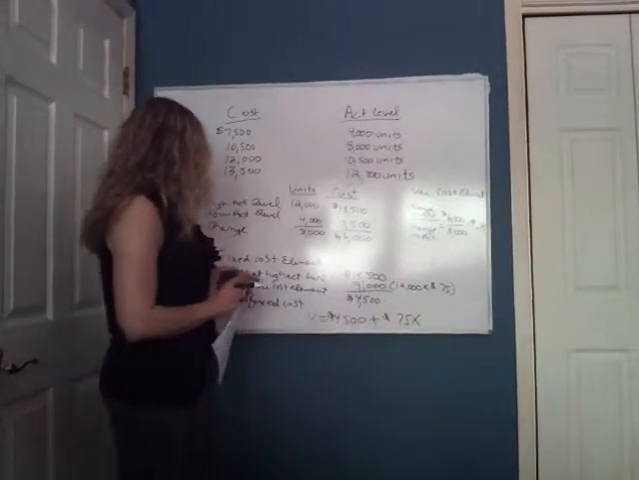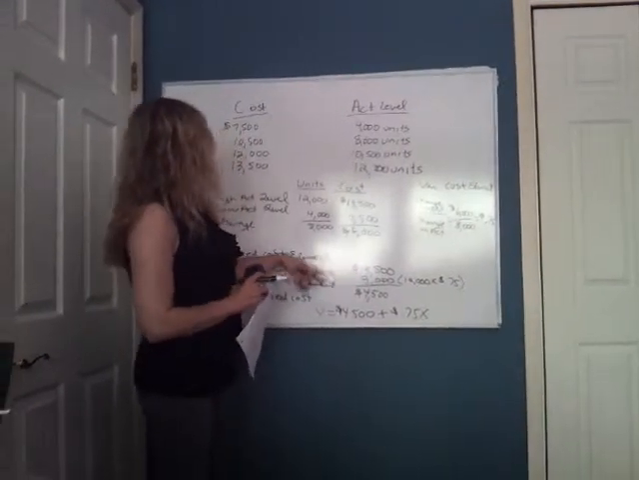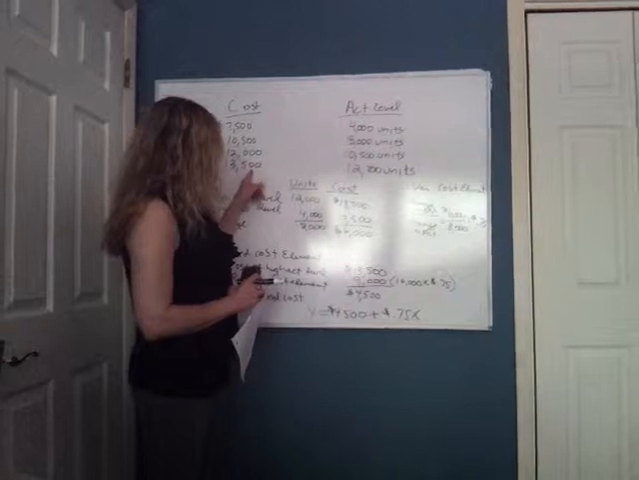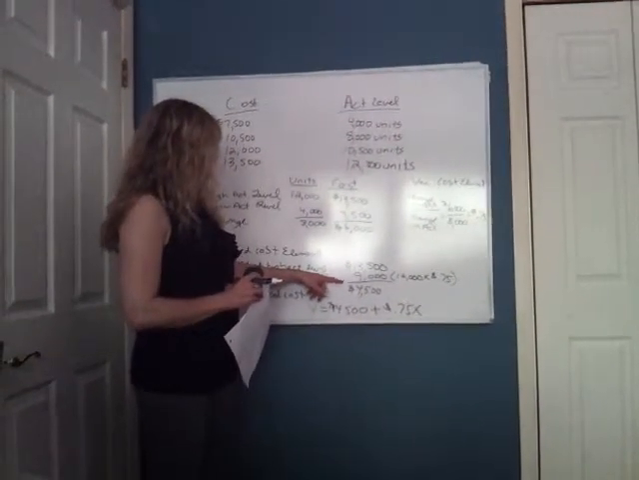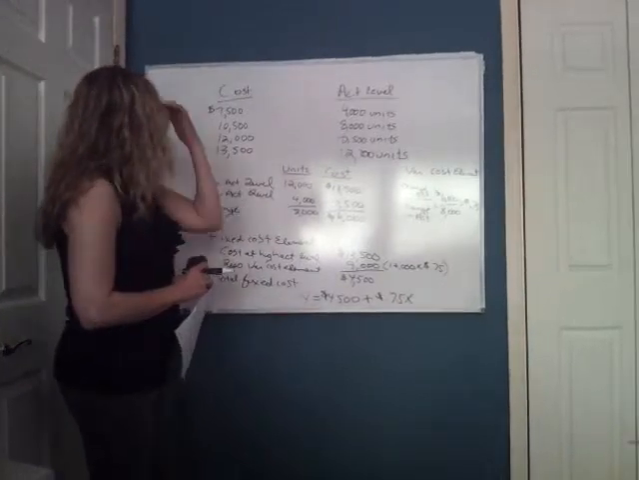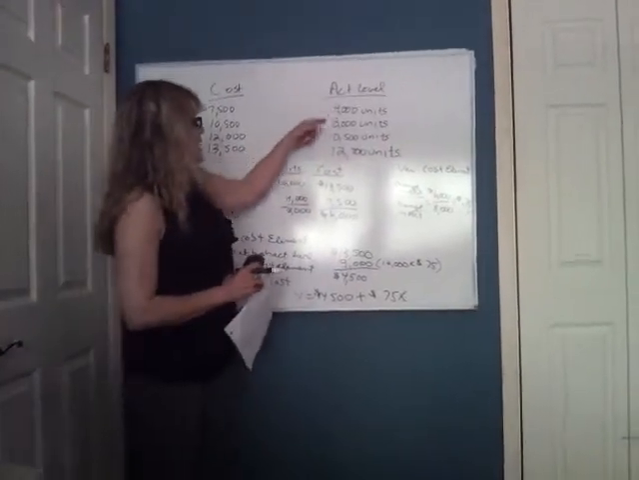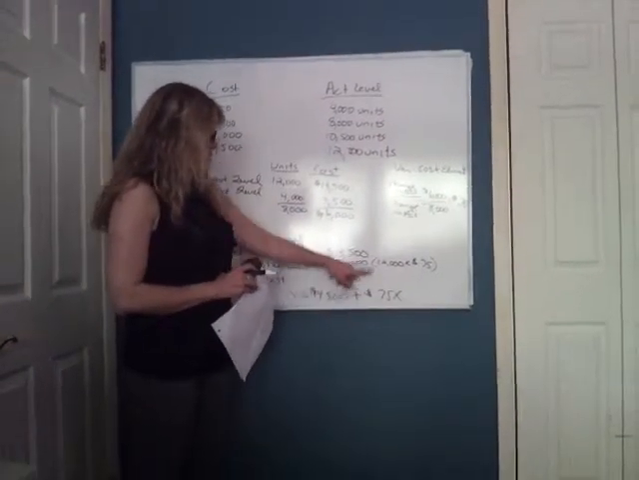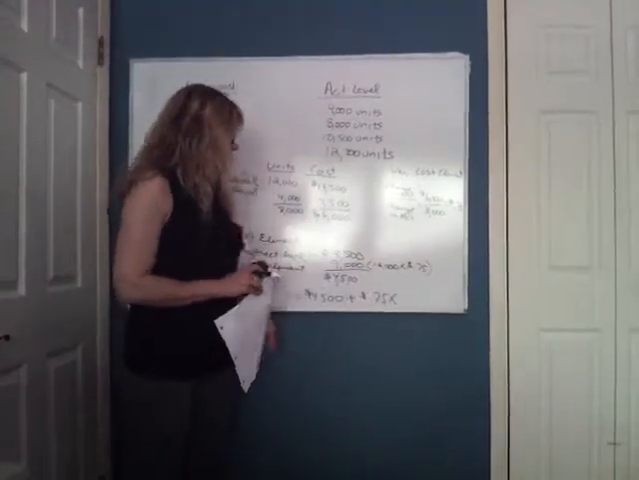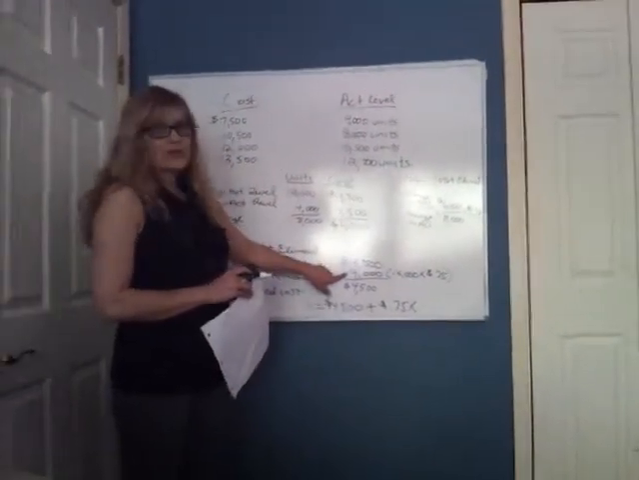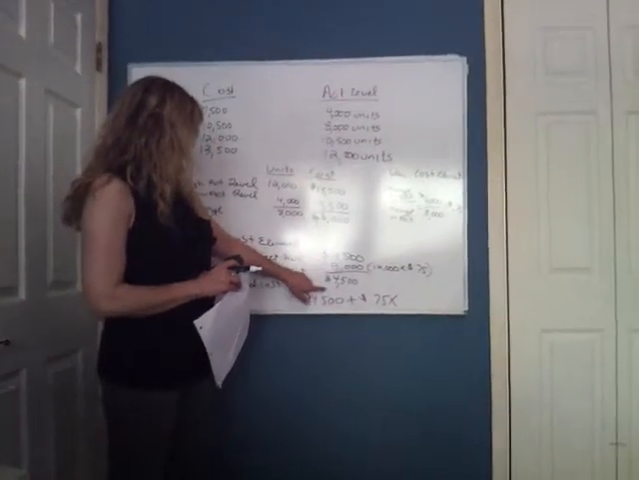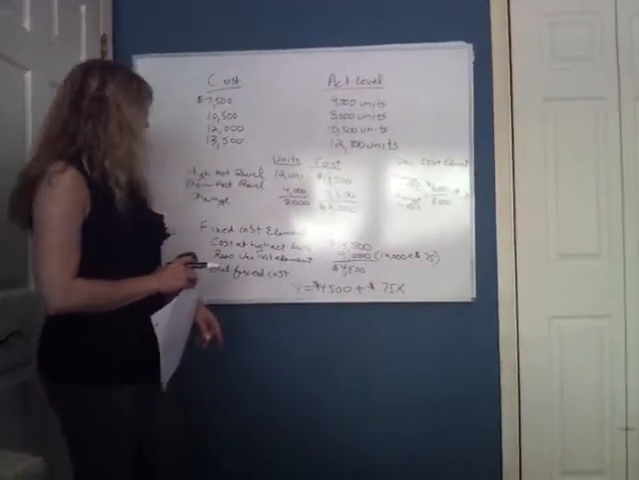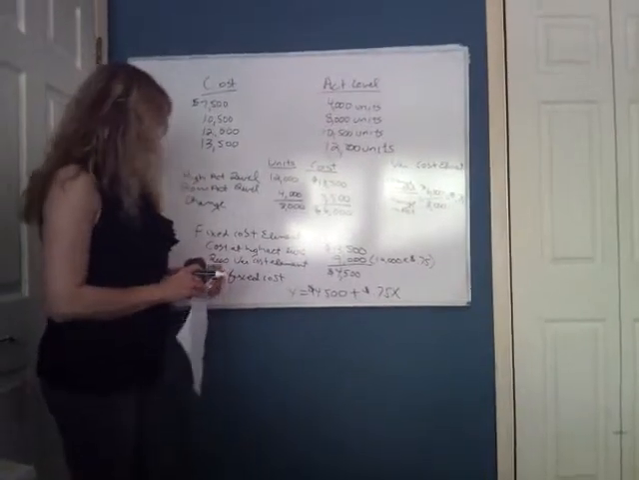So we know our cost at the highest activity level is 13,500. We're going to subtract out the variable cost element. To determine that, let's look at our activity level. Our highest activity level is 12,000 units. 12,000 times that 75 cents is 9,000. 13,500 minus 9,000 is 4,500. That is our fixed cost element.